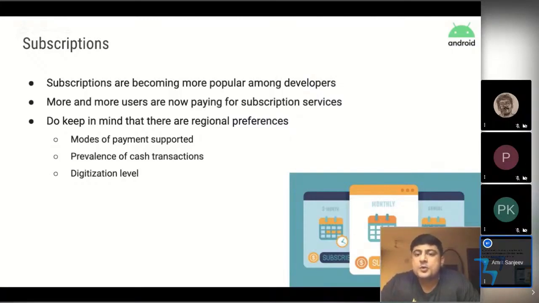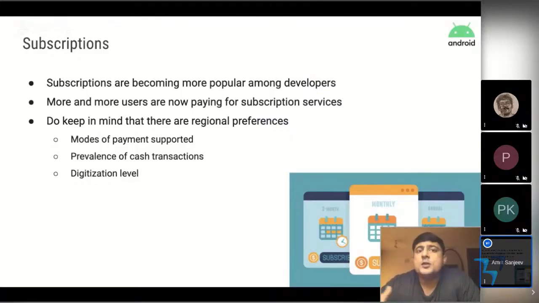More and more people are getting used to the digital environment, using digital cash and paying for services online. We see more and more people using subscription services, and more and more developers getting success on Play with the subscription service model rather than the single-time payment model. But do keep in mind the regional preferences. There are some strong regional preferences for certain places. I wouldn't say that it works the same way everywhere.